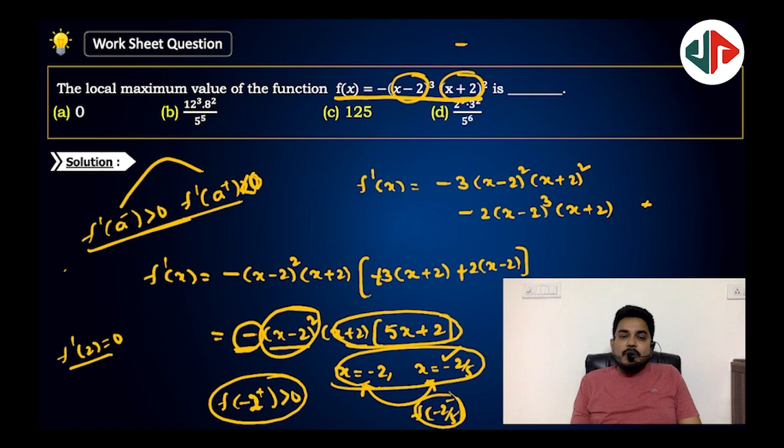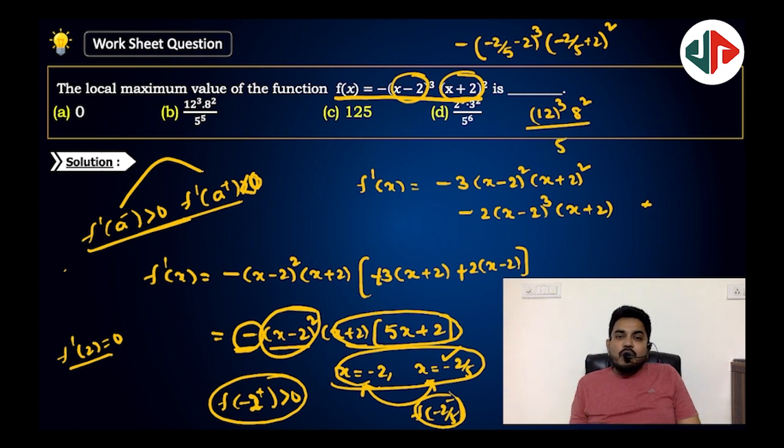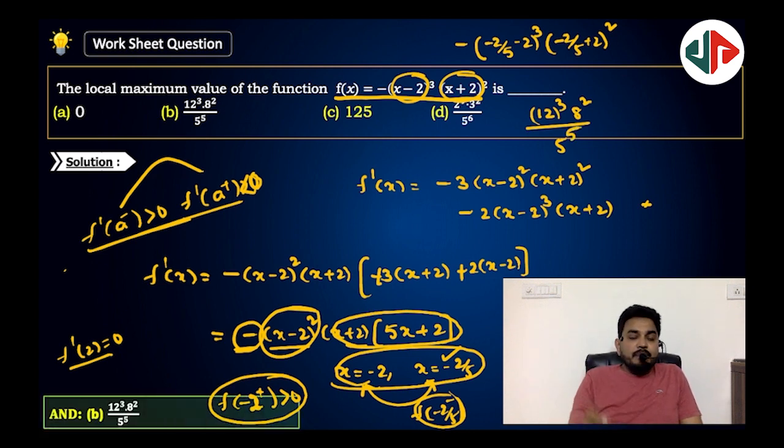So what is this one? Minus of (minus 2 by 5 minus 2) whole cube into (minus 2 by 5 plus 2) whole square. Minus 2 minus 12 whole cube, so plus 12 whole cube. This is 8 square by 5 to the power of, what is this one? Here 3 and here 2, so 5 to the power of 5. So the answer is going to be B.